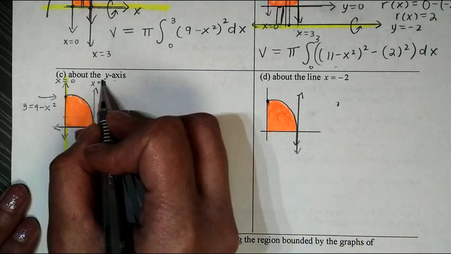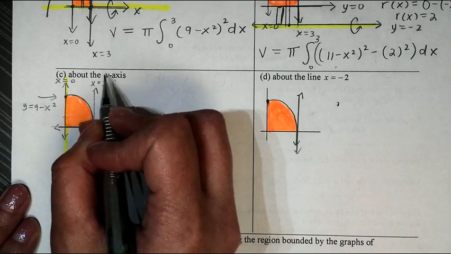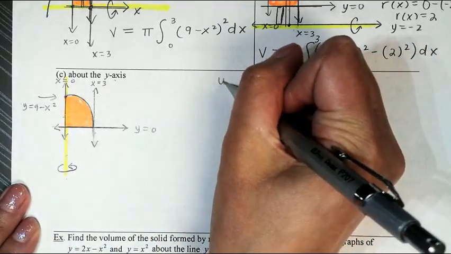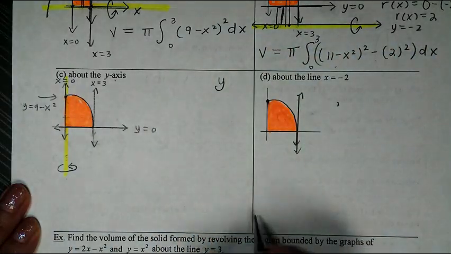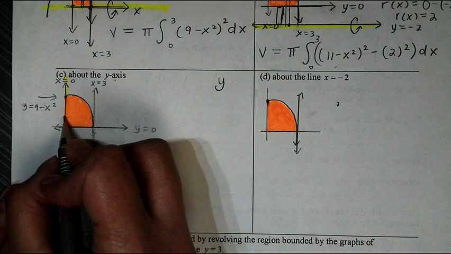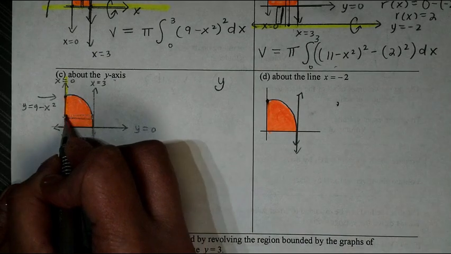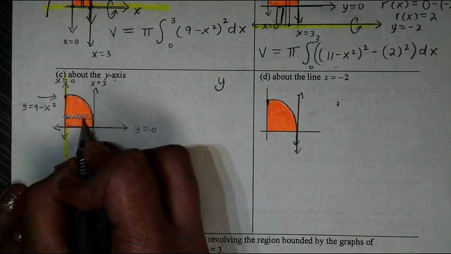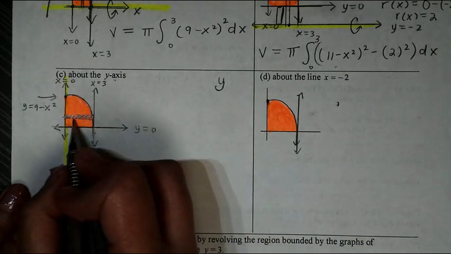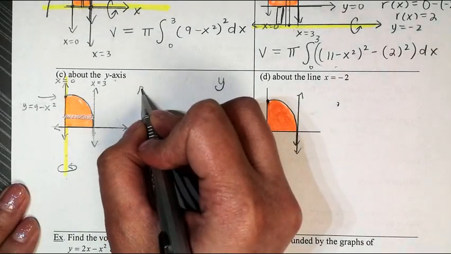Now, about the y-axis, what's the difference here? The y-axis is telling you that you're going to be working with y's. Another thing that you can see is your representative rectangle is going to be perpendicular to the y-axis. So that's your rectangle. So let's draw it there. Now we're going to be working with right minus left.